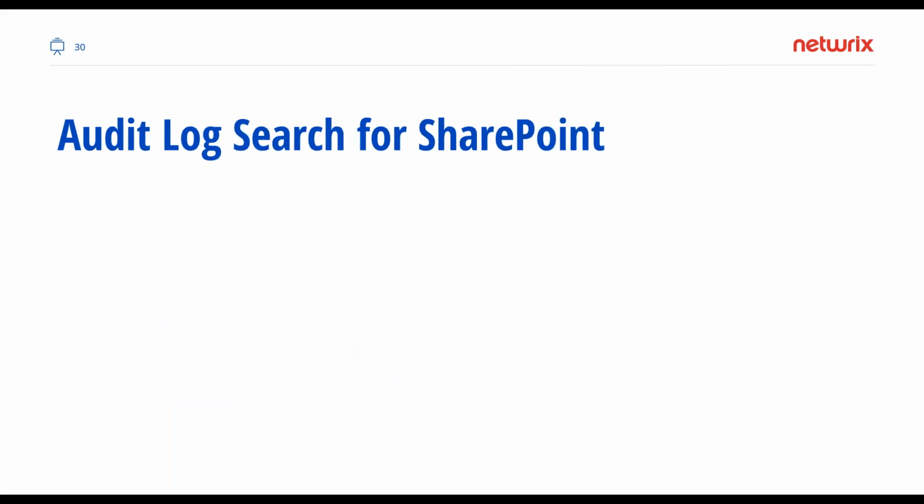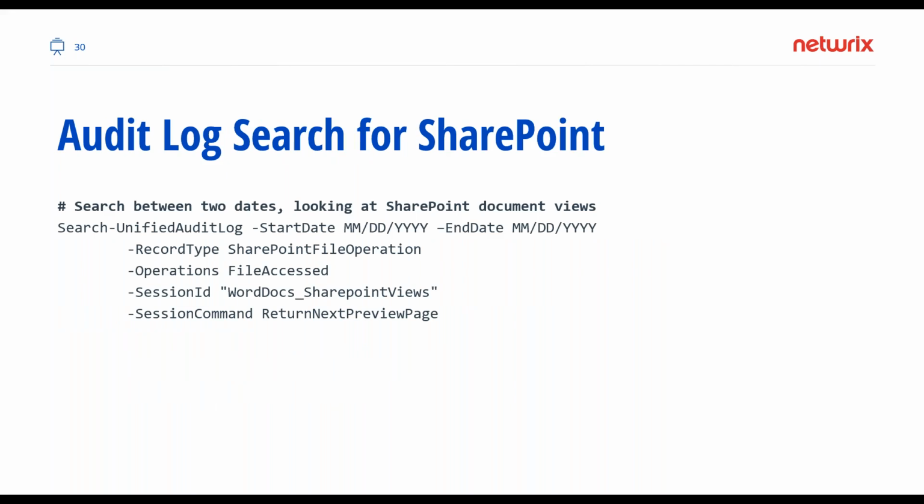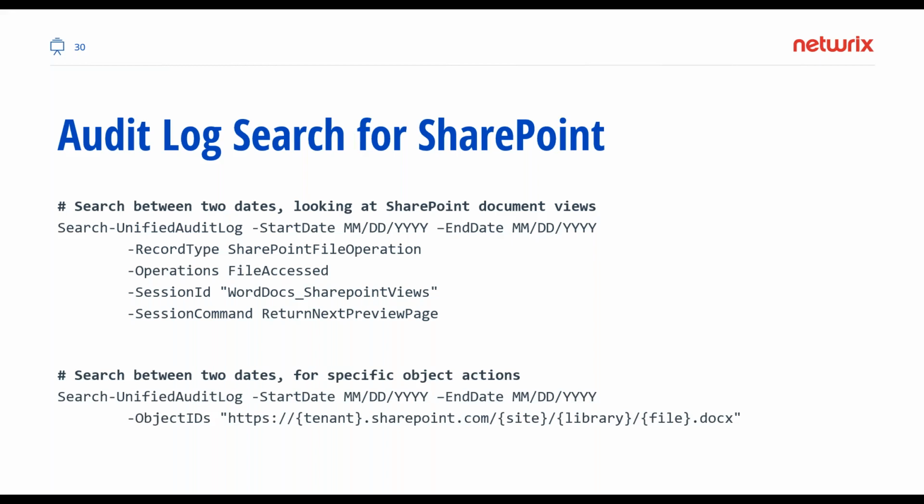Now, the audit log search for SharePoint is one that's quite common to use. This allows me to look for document views. So for example, I want to know who's been looking at specific documents, and I can pass specific dates. Or what I could do is look for specific object actions. So I'm looking for somebody accessing that specific document, and I want to know who it was.